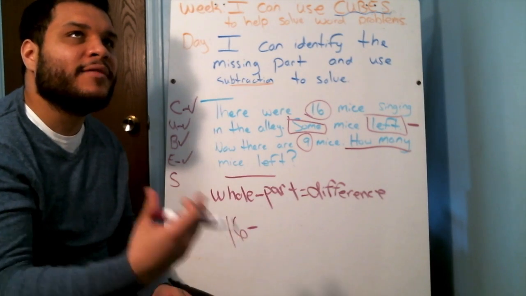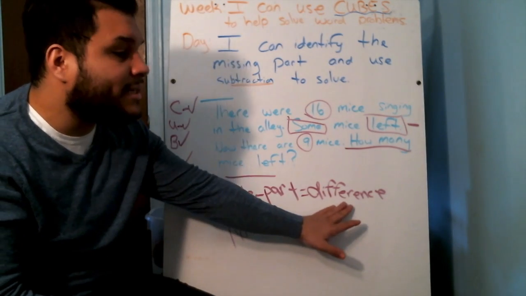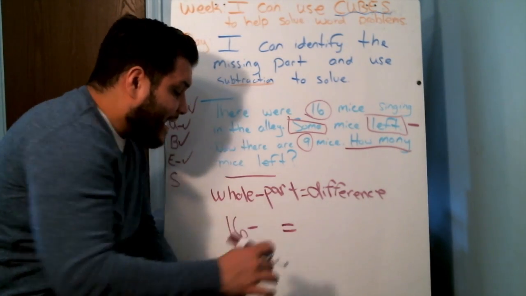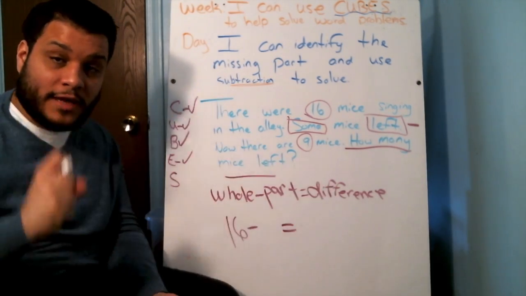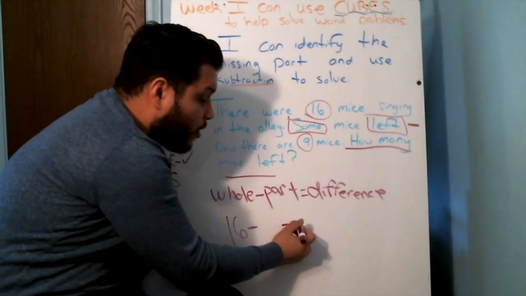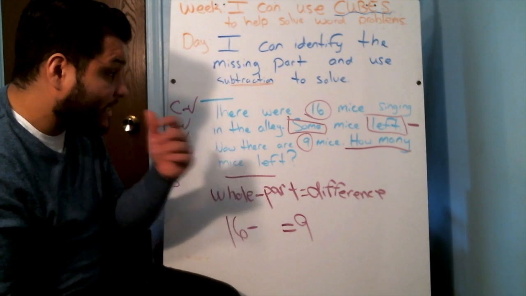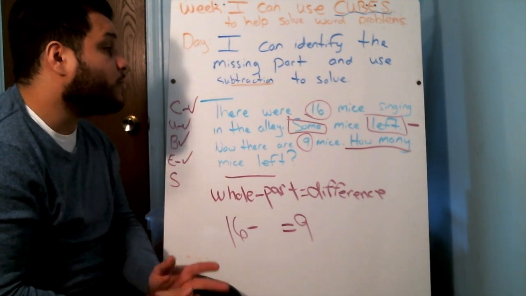9 mice left. There are 9 mice left. We said our difference is what is left. So that means that the 9 is not how many I took away from 16. It's how many were left over. I have 9 mice left that are still singing their hearts away in the alley.